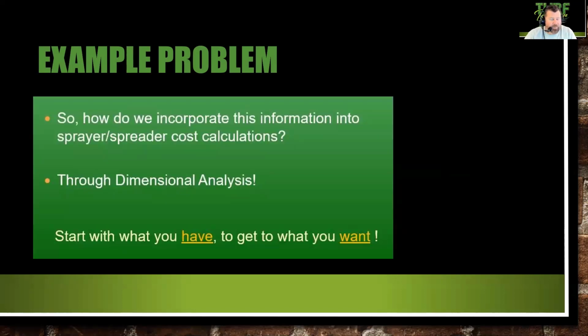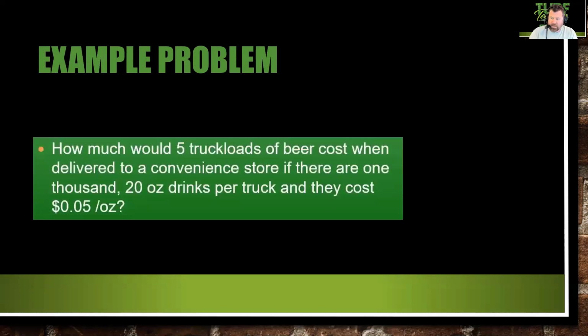So how do we incorporate this information into sprayer and spreader cost calculations? We're going to do it through dimensional analysis. We start with what we have to get what we want. And so we were just talking about what we find in Grandpa's shed, moonshine. Let's think about this in terms of beer. How much would 5 truckloads of beer cost us if we delivered it to a convenience store and there's 1,000 20-ounce drinks on the truck that cost a nickel an ounce? How much will that cost us? We're going to set up a problem very similar to how we would set up a pesticide problem.